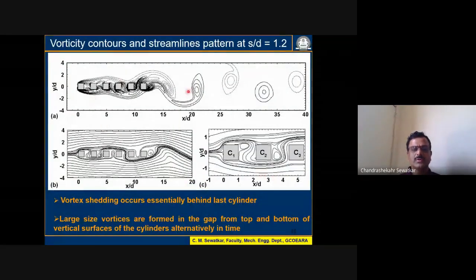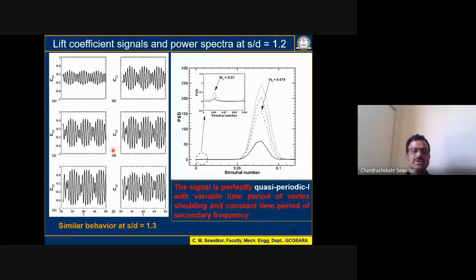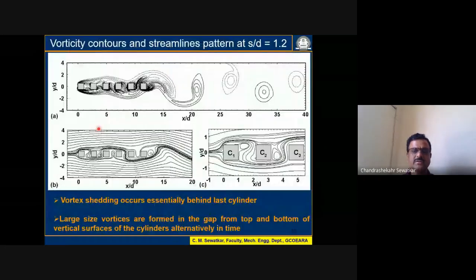These are the vorticity contours for the quasi-periodic 1 pattern. The vortex shedding occurs essentially behind the last cylinder, and there is some fluid activity between the cylinders, but still there is no vortex shedding occurring between the cylinders as such. Large size vortices are formed in the gap from the top and bottom of the vertical surfaces of the cylinders alternately. These vortices keep on moving up and down, but they are not shared in the main flow. And maybe this up and down motion of the vortices leads to the alteration in the signal which I have shown here. But that alteration is systematic in nature.